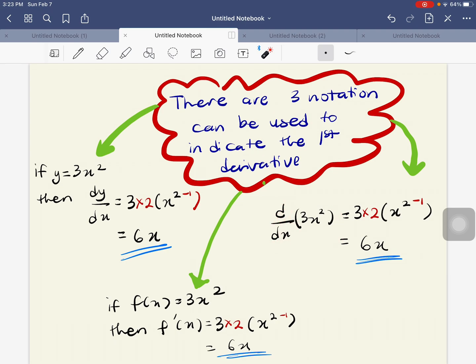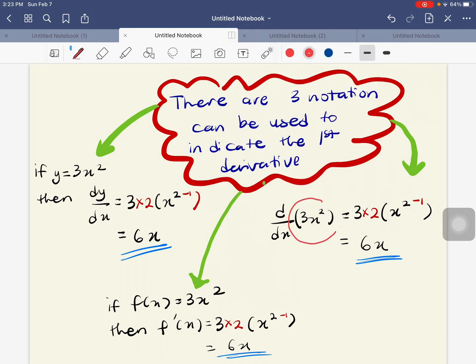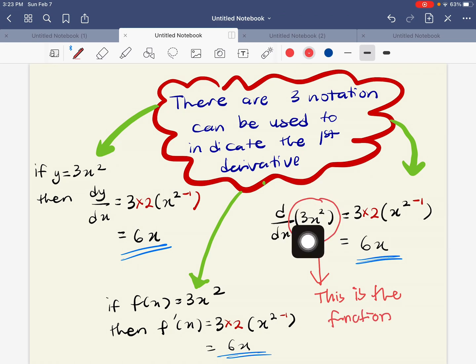d over dx ni, okay, tengok. d over dx ni, terus dia bagi 3x square. So, this is the function. This is actually the function, okay? Ini sebenarnya function yang dia ada. So, yang ini kita terus je calculate.